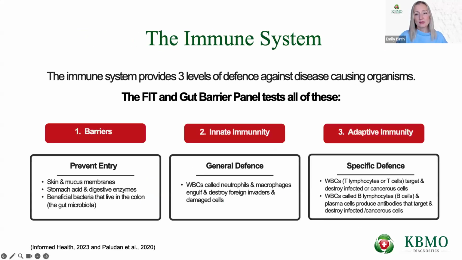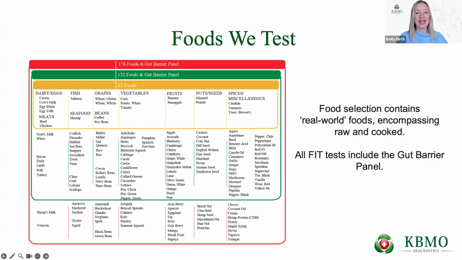So just to recap then on the immune system, again, I'm not going to spend much time on this at all, but we do have these 3 levels of defense, and the FIT and the gut barrier panel test all of these. So we go right from barrier immunity into innate and adaptive immunity by testing IgG, complement, and IgA at the same time. In terms of the foods we test, these are they. I appreciate that this is very small on your screen, particularly if you're watching on a phone. I apologise, but you can actually see it on our website.